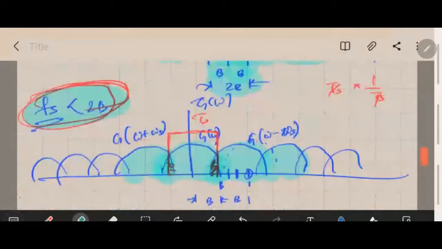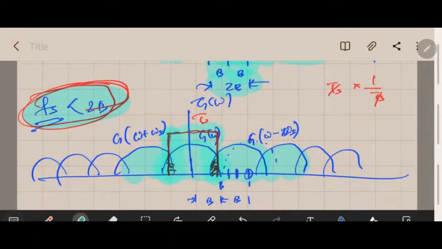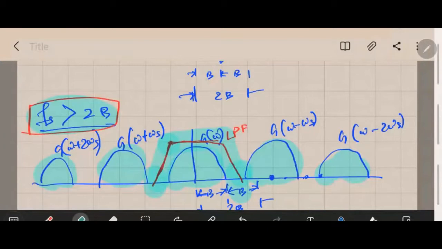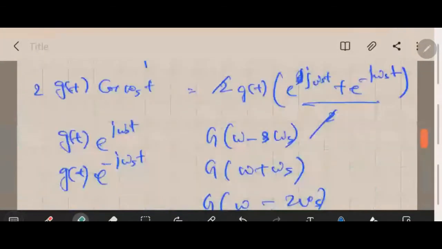Similarly, when you take fs less than 2B, even if you use an ideal low pass filter, you cannot recover your original signal because the spectra have overlapped into each other. If you take fs greater than 2B, then you could always use a filter with gradual cutoff. You don't need an ideal filter. Since you need a filter with gradual cutoff, you could always make such a filter. So it is quite easy to recover the signal if you are sampling it at a rate fs greater than 2B. This also proves the sampling theorem, which we have already discussed.